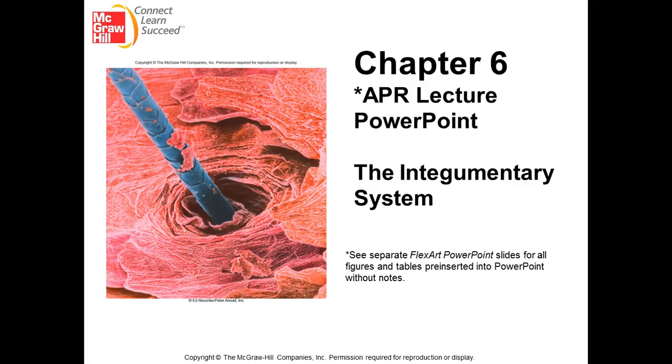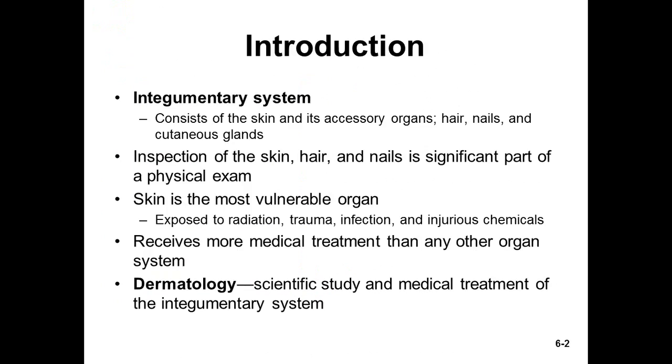Chapter 6, the integumentary system. The integumentary system, which is the largest organ system, consists of your skin. There are 3 layers of your skin that you should be familiar with: your epidermis, the dermis, which is a connective tissue layer, and you also have the hypodermis, which is technically not a part of the skin, but it's studied in conjunction with your skin.